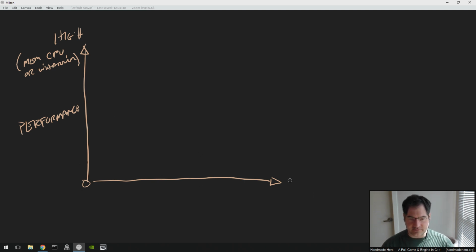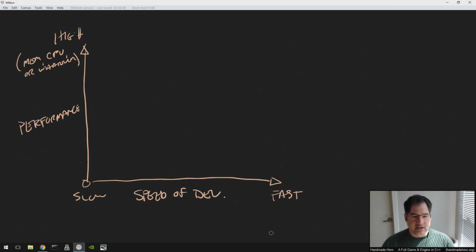And then on this axis, we would measure the amount of work that the programmer has to put in to finish the program, to actually make the program in question. And since we want going further out to be better, let's call this speed of development. So over here is fast, and here is slow.